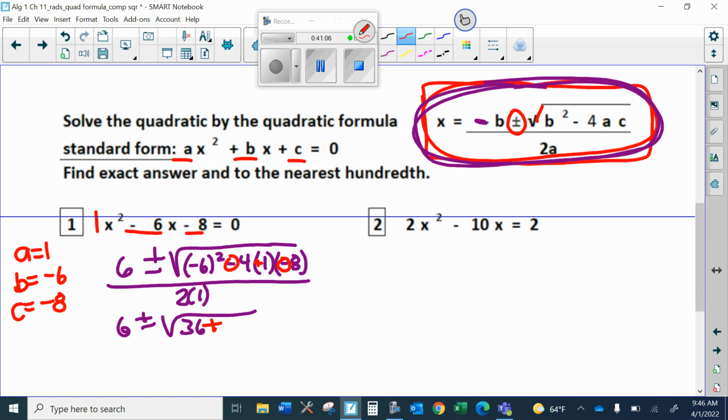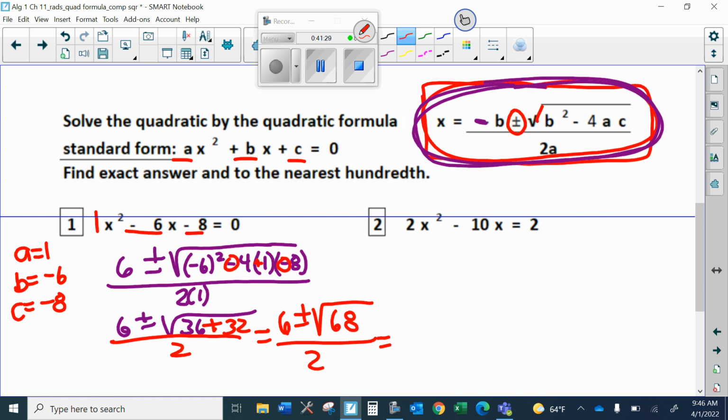Follow directions. 8 times 4 is 32. Now I do the numbers. All over 2. 2 times 1 is 2. So now I have 6 plus or minus the square root of 36 plus 32 is 68, all over 2. Now 68, 4 goes into 68. 4 is a perfect square.